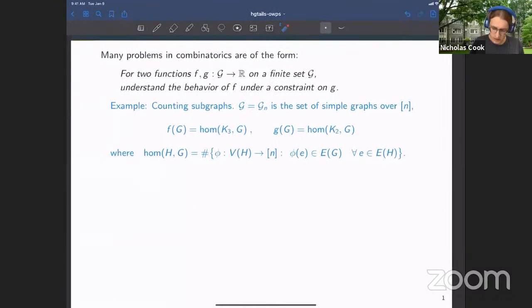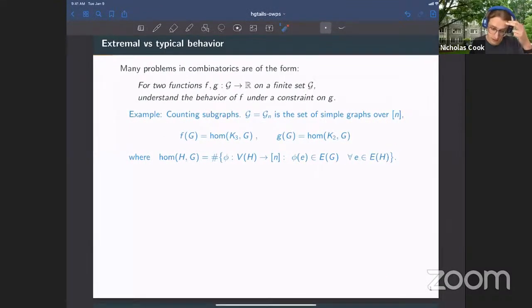Okay, so just starting as Amir began. In general, beginning from the vantage point of extremal combinatorics, there's a general problem where you have two functions on a finite set. For us, this finite set will be the set of all graphs on n vertices with n large. Then you can think about two different functions, and you want to understand the behavior of one under a constraint on the other.